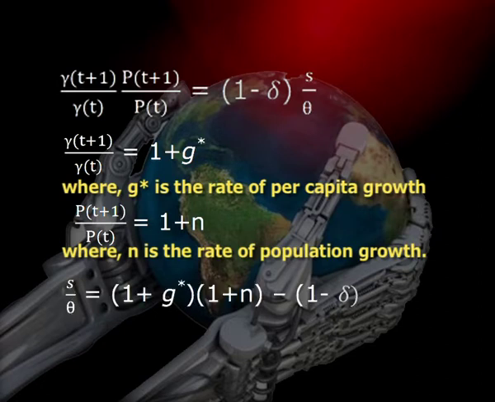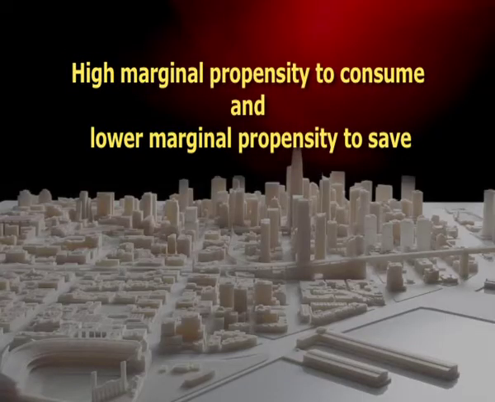Thus, sigma upon theta is equal to 1 plus g star into 1 plus n minus 1 minus delta. Let us evaluate the practical applicability of this model for developing countries. High marginal propensity to consume and a low marginal propensity to save. Dear friends, many developing countries have a high marginal propensity to consume and a low marginal propensity to save.